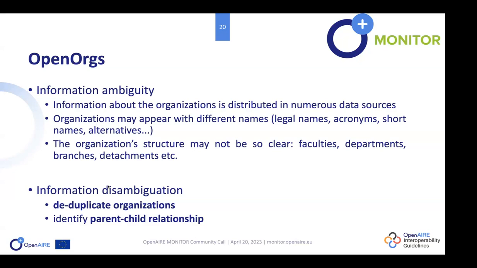What do we mean by information ambiguity? That the organization may appear with different names, legal names, acronyms, short names, alternatives, and others. And of course, the organization structure may not be so clear. Faculties, departments, different branches, and detachments appear. This disambiguation of this information is performed through OpenOrgs, where you can deduplicate the organization names and also identify the parent-child relationships of your organization.